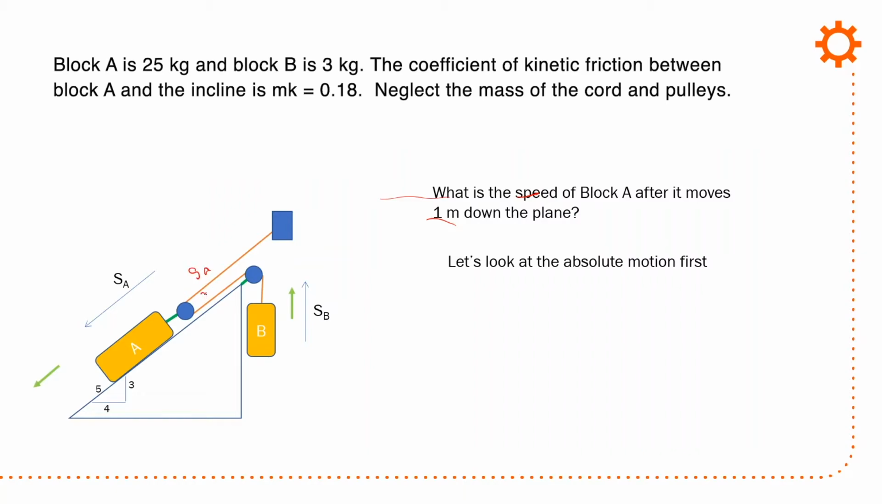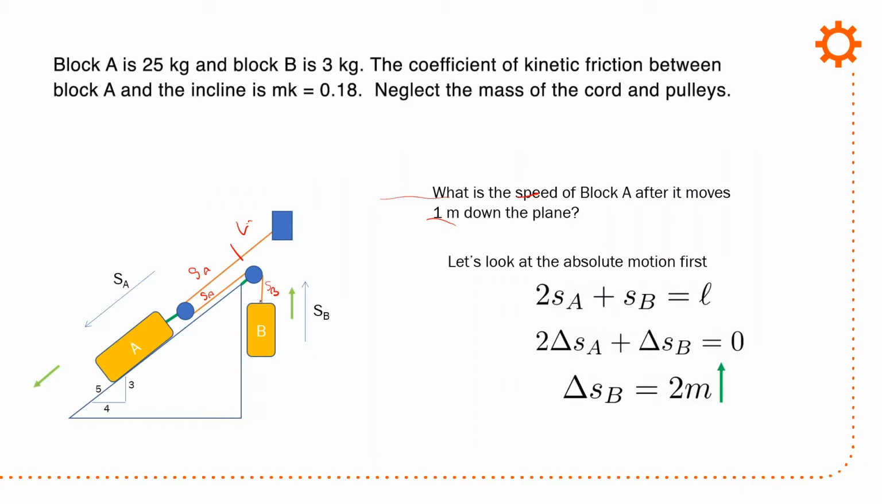And so I can write SA, SB. And if I do that, I get twice SA plus SB is equal to a length constant. And the length constant includes all those extra bits and pieces over here, around the pulley, everywhere that normally I neglect and don't worry too much about. If I look at the displacement, if block A displaces by 1 meter, what that tells me is block B is displacing by 2 meters. And it's also going in the opposite sense of block A. So block B is going to move up 2 meters when block A moves down 1 meter.